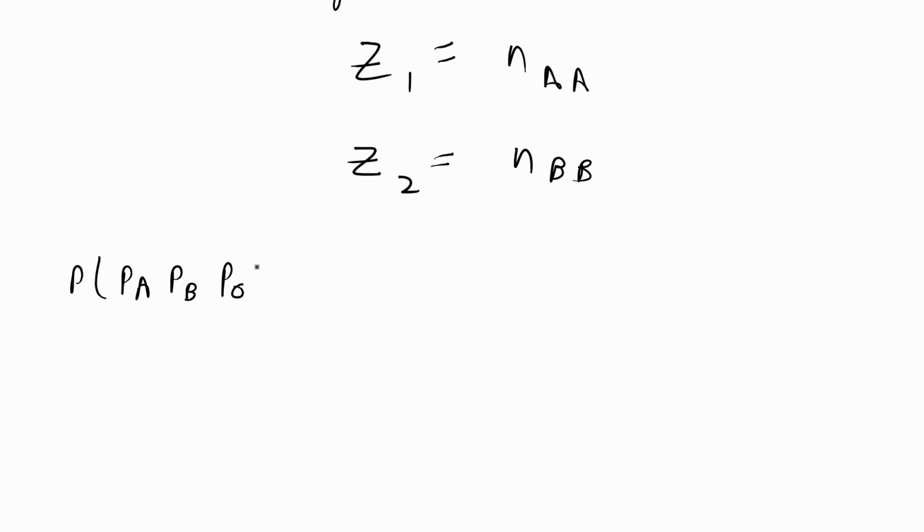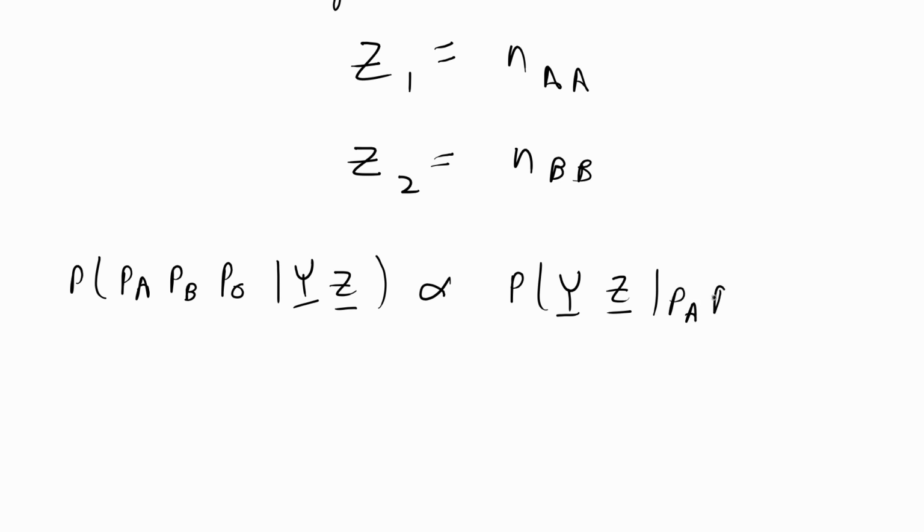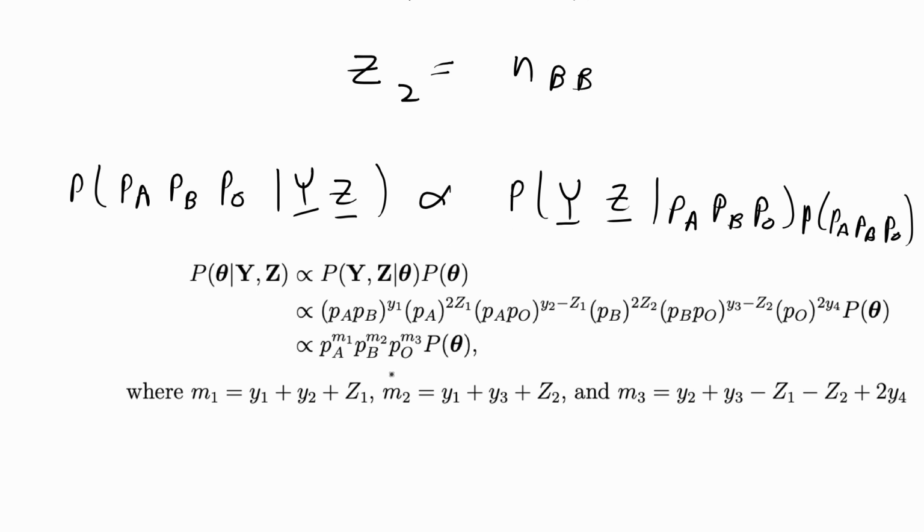So if we have the probability of PA, PB, PO given Y and given Z, then that will be proportional to the likelihood of Y and Z given the parameters times a prior. Instead of trying to write all that out, I just pasted it here. And so I defined theta as a vector of my parameters. So PB, PA, and PO are in the vector theta. So we have the posterior distribution of our parameters given observed phenotypes plus the latent variables is proportional to the likelihood, which is now a complete likelihood, times some prior distribution on the parameters.